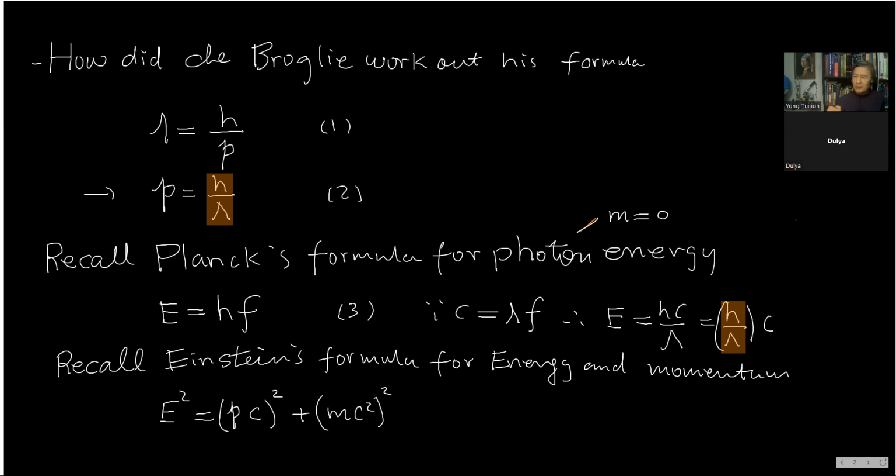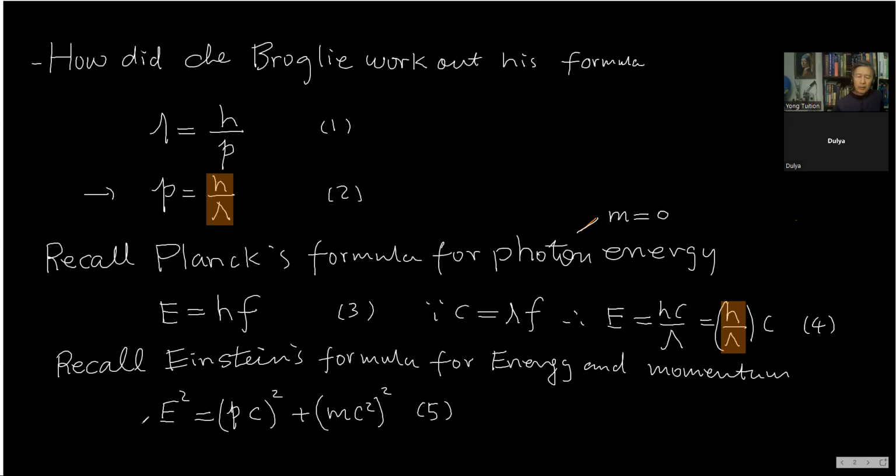This is just from relativity, all right? Can we call it equation 4? And can we call this equation 5? So we're trying to rediscover what de Broglie has done. Okay, so this is our equation 5. Can you see?